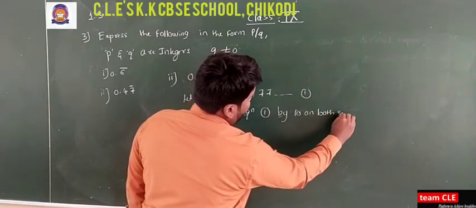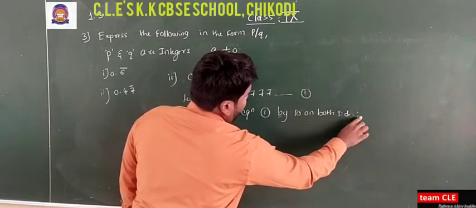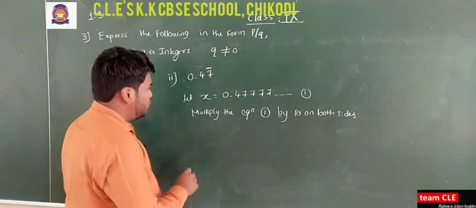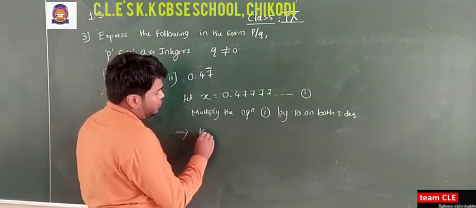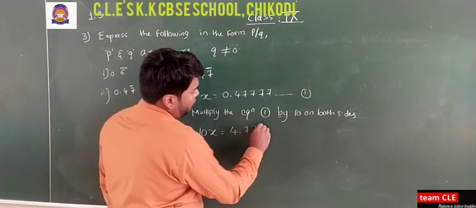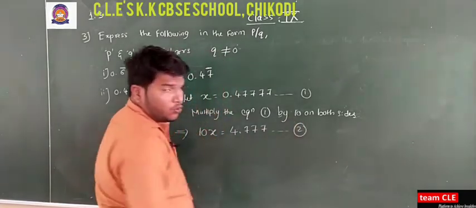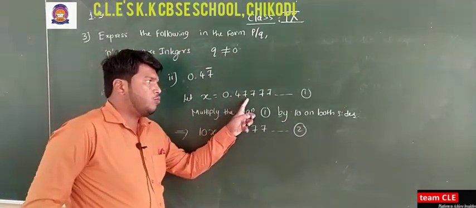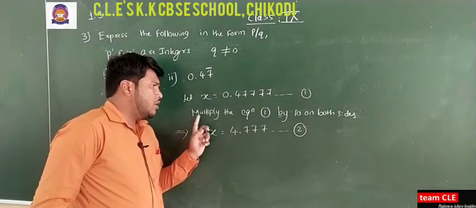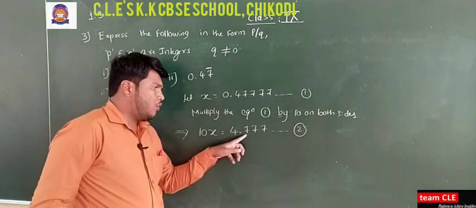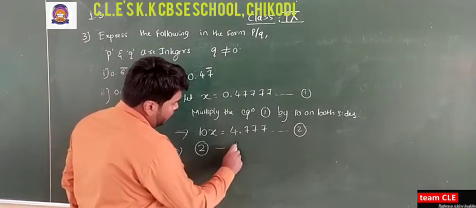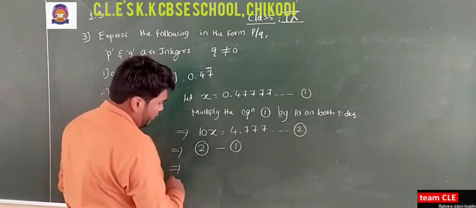What you have to write? You have to write that multiply the equation 1 by 10 on both sides. So you write this as 10 into x, which is equal to 4.7777. So call this as equation 2. So what I have done: x is equal to 0.4777, call this equation 1. Then multiply this equation by 10, that is 10 into x, which is equal to 4.777. So now what you have to do, this is now 2 minus 1. Again equation 2 minus 1.